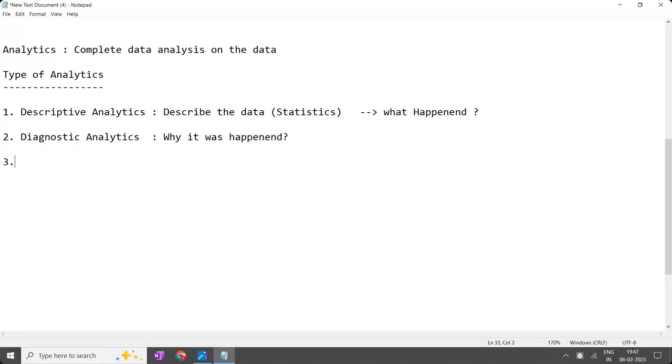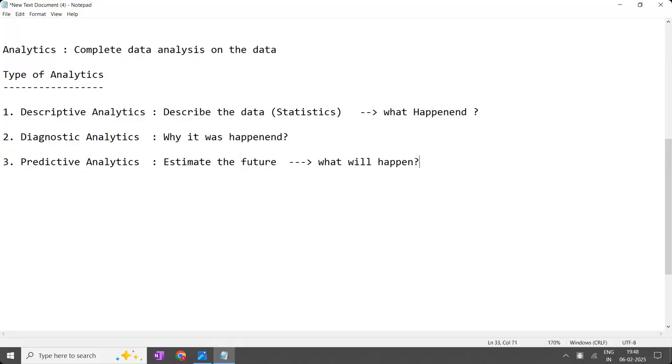Next, the third one is called predictive analytics, which is what will happen. What will happen is called predictive. We are estimating. Basically, we are estimating the future. The future is what will happen. You are going to estimate.